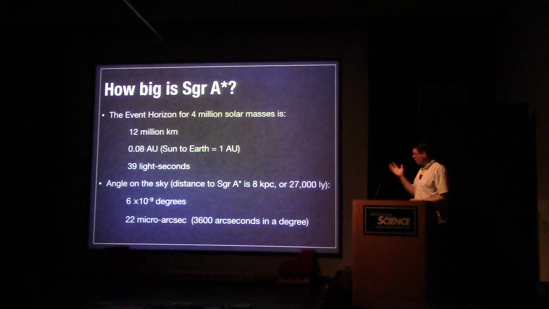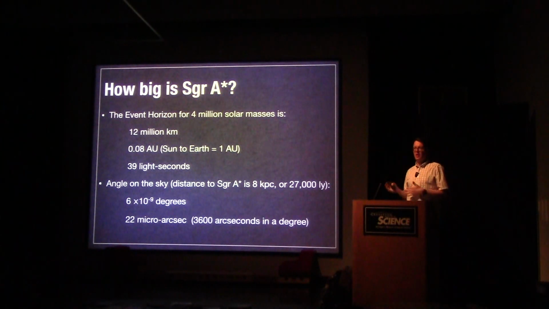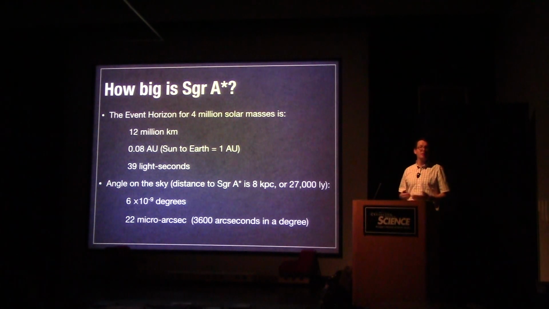Before I briefly talk about the Event Horizon Telescope, let's ask the question, how big is Sagittarius A star, the black hole at the center of the Milky Way? We know its mass. Its mass is 4 billion solar masses, and we can calculate the size of the event horizon. It just depends on the mass of the object. If you plug the mass in, you find that the event horizon for Sagittarius A star is 12 million kilometers.